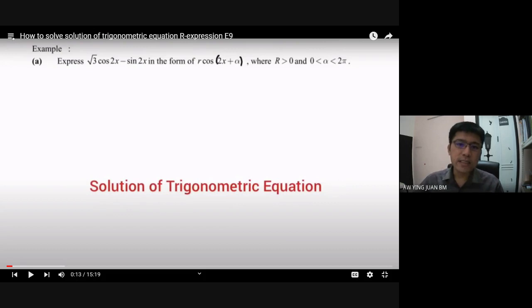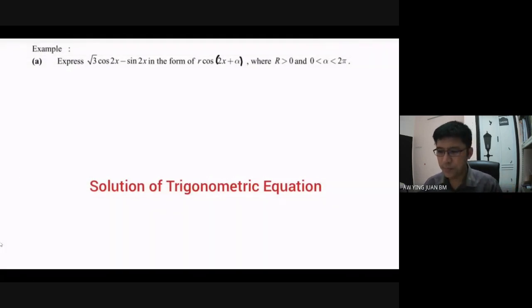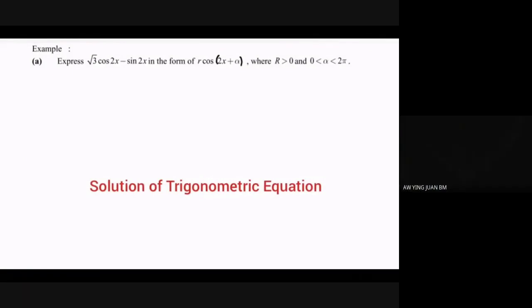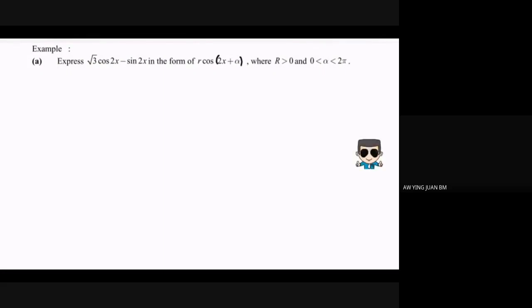So di sini saya bukan nak bincang macam mana nak cari alpha atau x. Saya nak bincang yang maximum minimum dia. So yang depan ini anggap sebagai ulang kaji sajalah. Mula. By using the R expression, express square root of 3 cos 2x minus sin 2x in the form of R cos bracket 2x plus alpha, where R must be greater than 0 and alpha will be in between 0 and 2 pi.